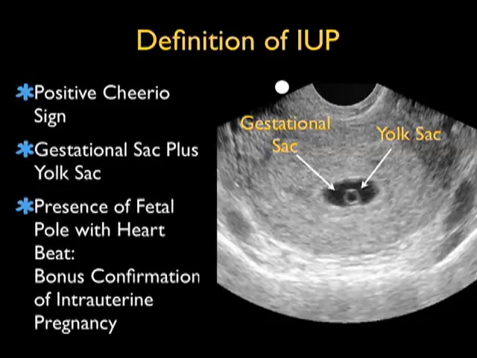Here are the findings that we define as indicative of an intrauterine pregnancy for an emergency physician sonographer, and that is the presence of a gestational sac with a yolk sac inside. As we see in the picture to the right, the yolk sac has a circular appearance that we call the positive Cheerio sign. Thus, just remember, gestational sac plus yolk sac is indicative of intrauterine pregnancy. However, bonus points are given if you see a fetal pole with a heartbeat for confirmation of intrauterine pregnancy.